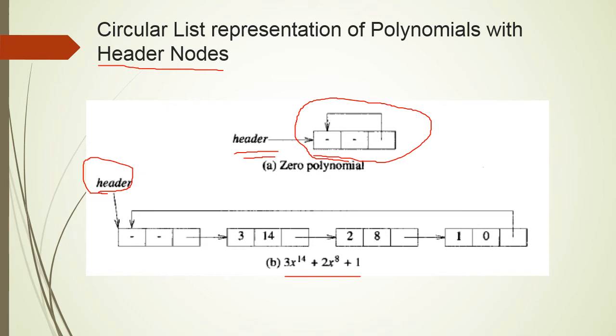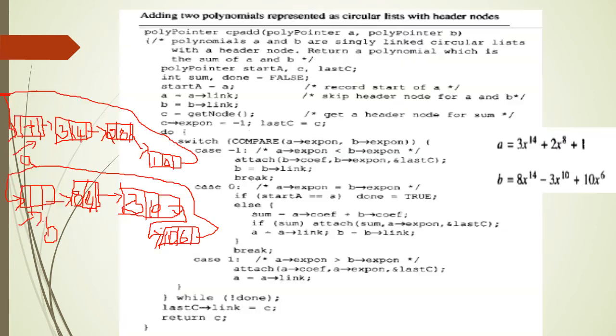So we'll see how to add two polynomials using the header node concept. Adding two polynomials represented as a circular list with header node. Let us consider the same old example. These are the two polynomials. A is equal to 3 into x to the power of 14 plus 2 into x to the power of 8 plus 1. B is equal to 8x to the power of 14 minus 3x to the power of 10 plus 10 into x to the power of 6.